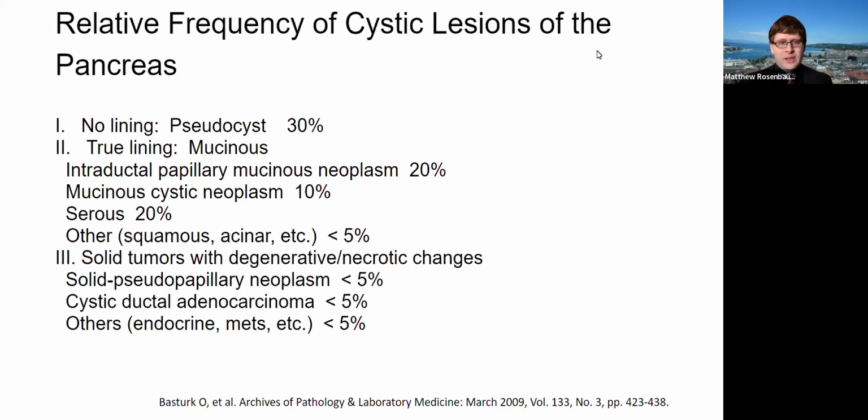But in general, cystic degeneration of solid tumors is less common. So in general, pseudocyst, mucinous neoplasms, and serous cystadenomas are the most common, with other things being less common, but still definitely seen. So I'll just briefly touch on pseudocyst.